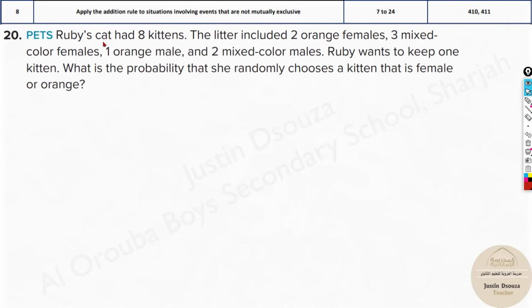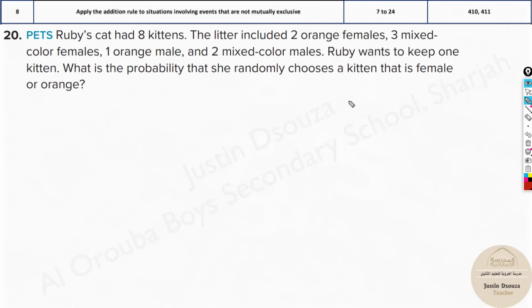Here we have been told Ruby's cat had 8 kittens. The litter included 2 orange females, 3 mixed color females, 1 orange male, and 2 mixed color males. Ruby wanted to keep one kitten. What is the probability that she randomly chooses a kitten that is female or orange? The litter means young newborns of a particular animal. Here, what's the probability of orange or female?